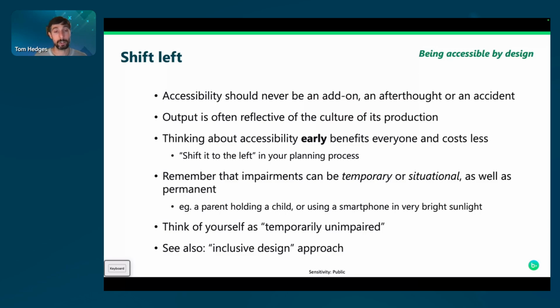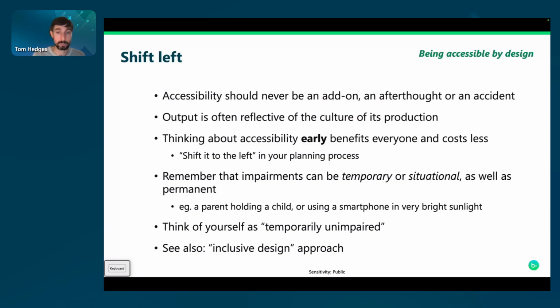Also worth remembering that impairments can be temporary or situational as well as permanent. We've mentioned a couple of those already today. For example, a parent holding a child maybe now only has access to one hand, or a user of a smartphone in very bright sunlight may really struggle to get adequate contrast ratio when trying to read text on the screen.